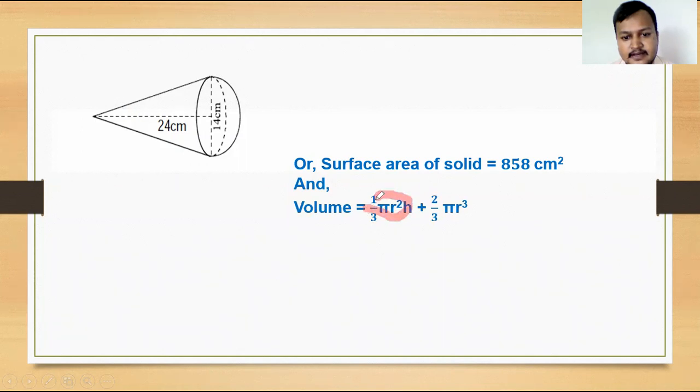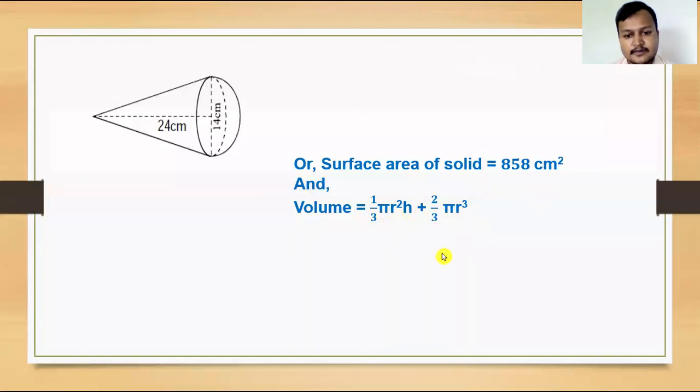1 by 3 pi r square h is the volume of the cone. 2 by 3 pi r cube is the volume of the hemisphere. If both are added, it becomes the volume of this solid. From here, we can take 1 by 3 pi r square common. The remaining value will be h plus 2r.